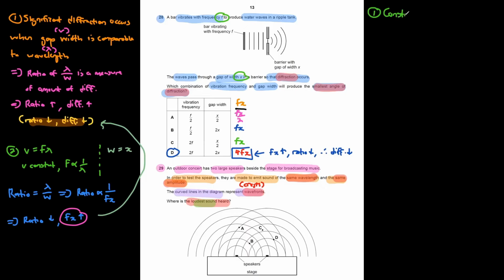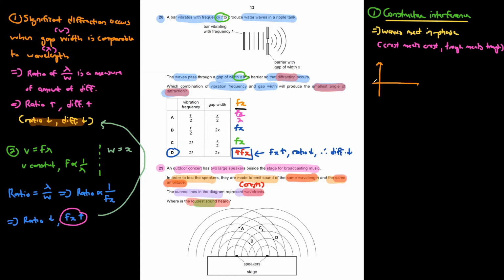When you're talking about constructive interference, the waves must meet in phase. So let me just write it out here. The waves meet in phase. Now, when you have waves meeting in phase, it just means this. Crest meets crest and trough meets trough. It'll be easier to see if you have some sort of diagram to refer to. So let's just imagine that you have 2 waves like this.